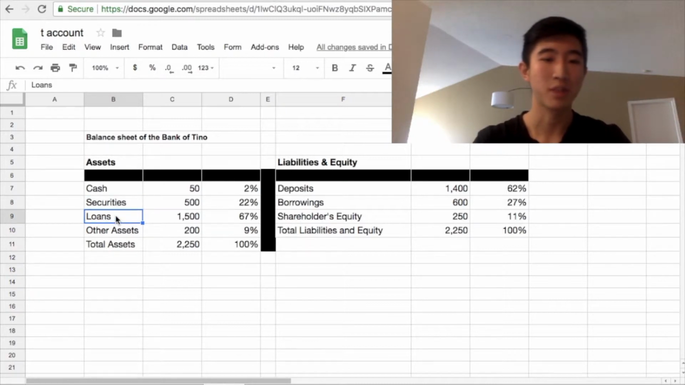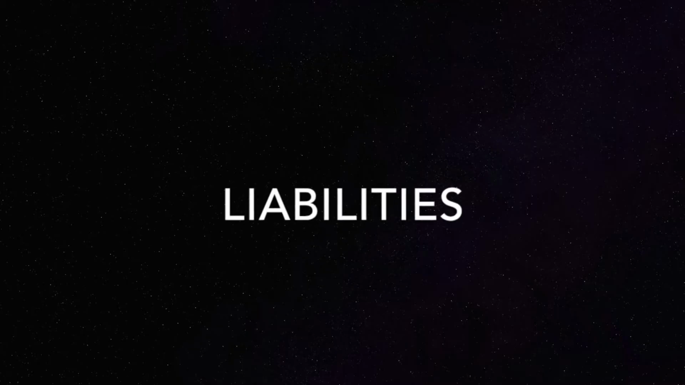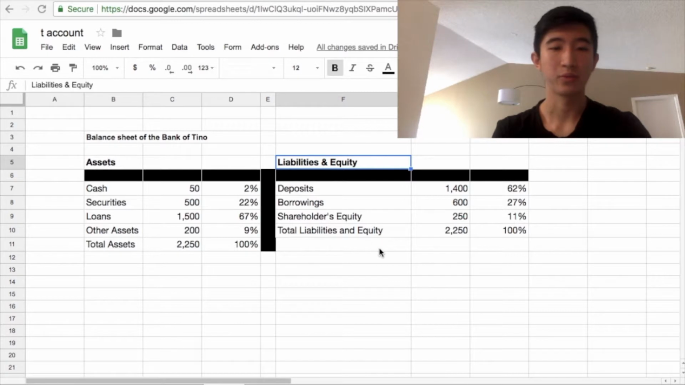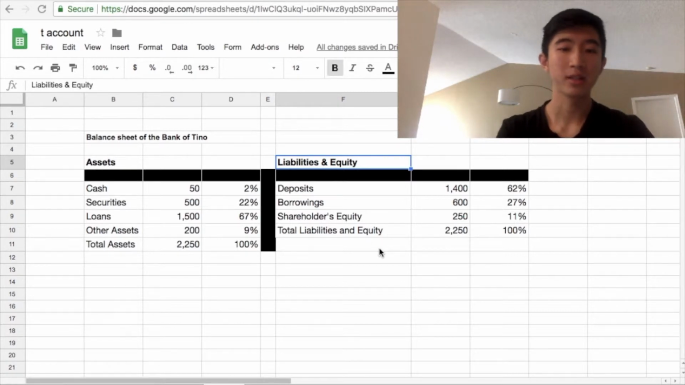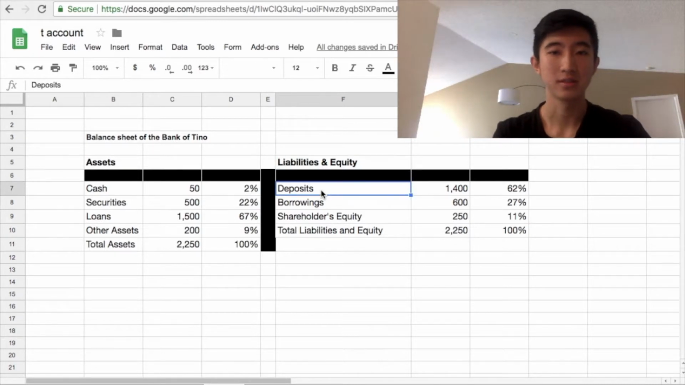Loans are the largest part of a bank's assets. They're also riskier, and that's why banks loan more to people having higher credit. Other assets include stuff like ATM machines. On the other hand, we have liability. Liability implies future obligations. So first of all, deposit.